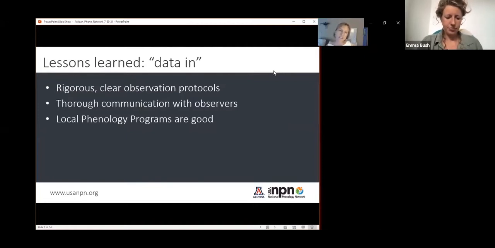Our lessons learned on the data inside of things are to ensure that our observation protocols are rigorous and clear, to thoroughly communicate with our volunteer observers to keep them happy as much as possible. And finally, groups of observers, which we term local phenology programs, are good.